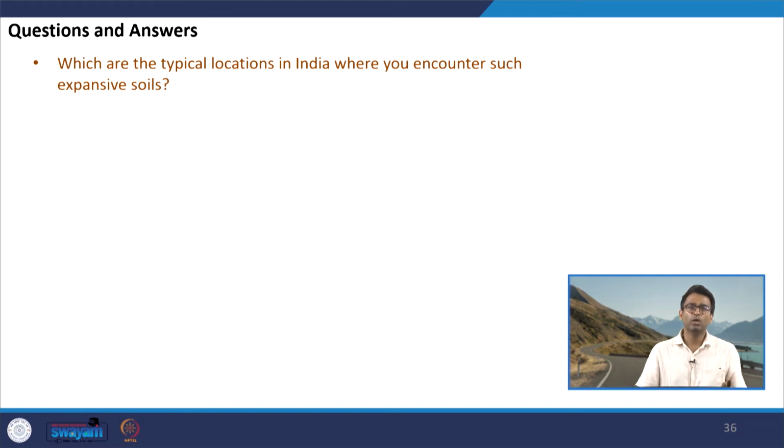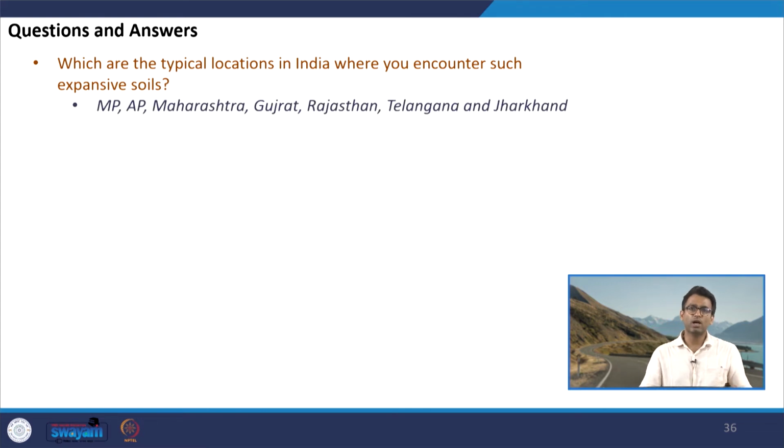Now let us go to the next question, which is: what are the typical locations in India where you encounter such expansive soil? This will also give us an idea about the identification of the location where we can expect the presence of expansive soils. Some of the locations are Madhya Pradesh, where you very commonly find the presence of black cotton soil. In Andhra Pradesh also you will find the same. Some locations in Maharashtra, Gujarat, expansive soils can be found in Rajasthan, in Telangana and also in Jharkhand. So, this is specific to India.